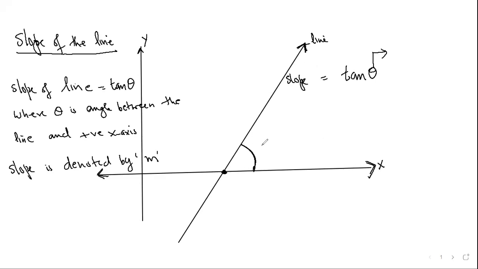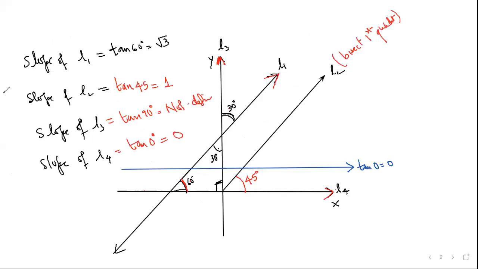Did you draw the diagram? Show this angle theta. What is theta? The angle between the line and the positive x-axis. So tomorrow when I ask you what is slope, first you have to say tan theta. Then I'll ask you what is theta, and you have to say the angle between the line and the positive x-axis. Fine? Then examples.